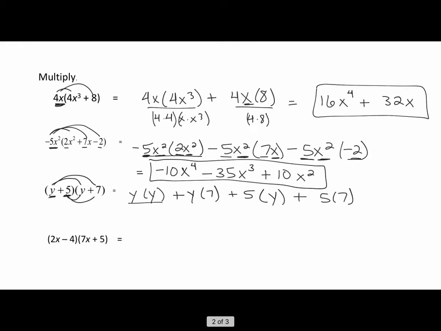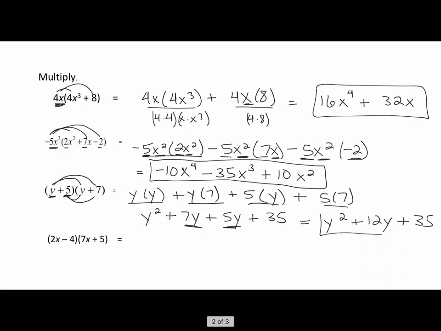So let's look at the first term of our product. Y times y, we'll add the exponents, that's y squared. Our second term, y times 7 is 7y's. And 5 times y is 5y's. Last term, 5 times 7 is 35. Now this time, we actually have some like terms that we need to combine to simplify our product. So 7 plus 5 makes 12y's altogether to get our simplified product here.